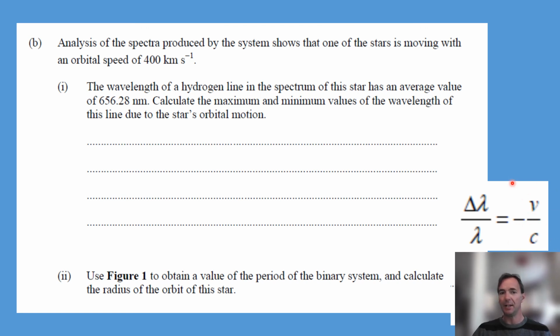We've been given the velocity in kilometers, so we need to convert that into meters. We need to convert the nanometers into meters as well. We get the change in wavelength, and we need to add and then subtract it from this number here to get the maximum and minimum values, one with the red shift, one with the blue shift.